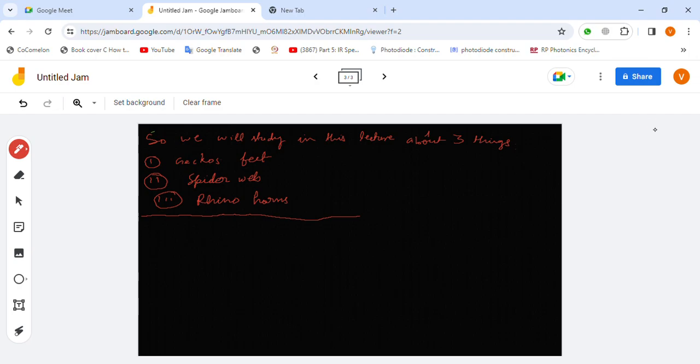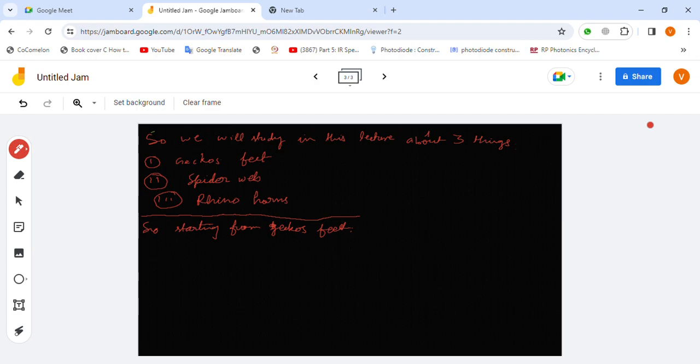So, starting from Gecko's feet, these three are the additional examples of the nano structures and nano phenomena in nature. So Gecko's feet, Gecko is a lizard, a special type of lizard. We see in our day-to-day life that lizards and geckos stick to the wall. Even when they are reversed on the wall, they are walking on it.